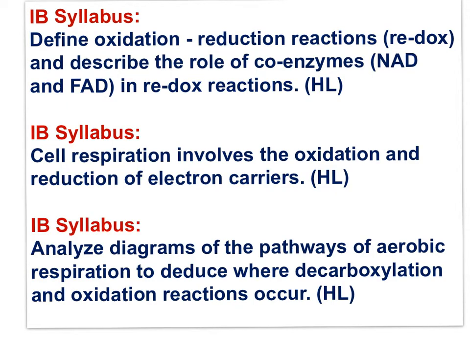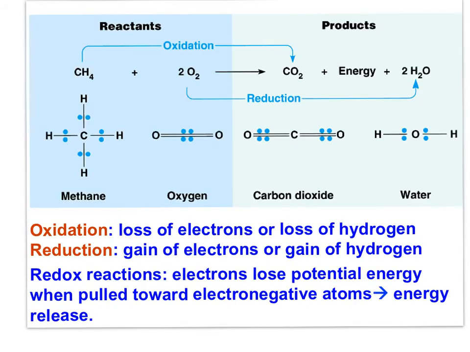And here are the relevant IB syllabus statements. Define oxidation reduction reactions and describe the role of coenzymes, NAD and FAD, in redox reactions. Cell respiration involves the oxidation and reduction of electron carriers. Analyze diagrams of the pathways of aerobic respiration to deduce where decarboxylation and oxidation reactions occur. Oxidation is the loss of electrons or hydrogens. Reduction is the gain of electrons or hydrogens.